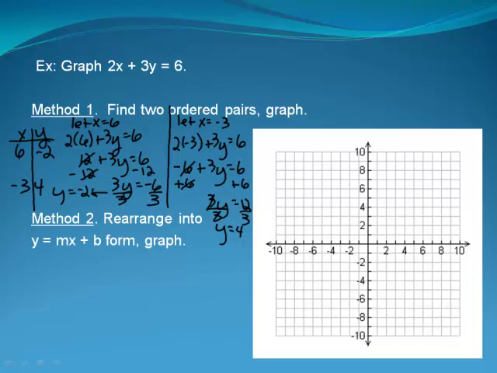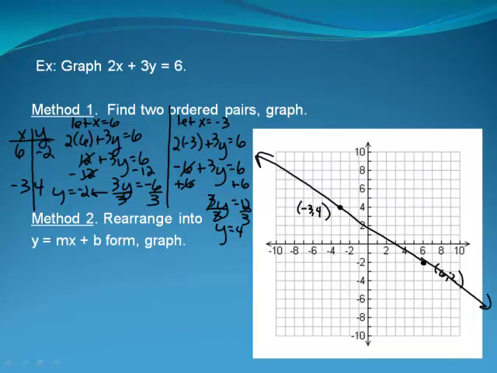6, negative 2 would be 6 to the right and 2 down. So 6 to the right and 2 down puts us right there. And the second point for this particular equation is negative 3, 4. So that's 3 to the left and 4 up. So 3 to the left and 1, 2, 3, 4 up is right there. Go ahead and draw in your line. And that's our line using method 1. Let's see if we get the same line using method 2.